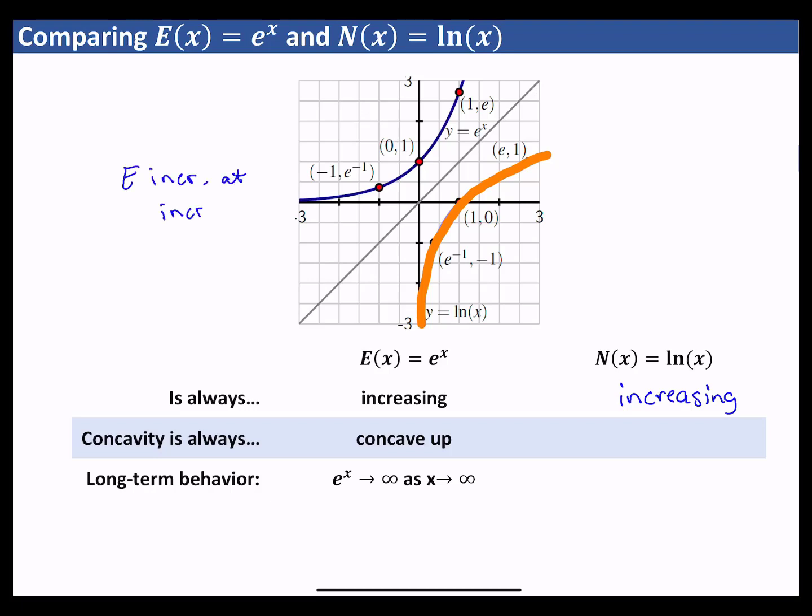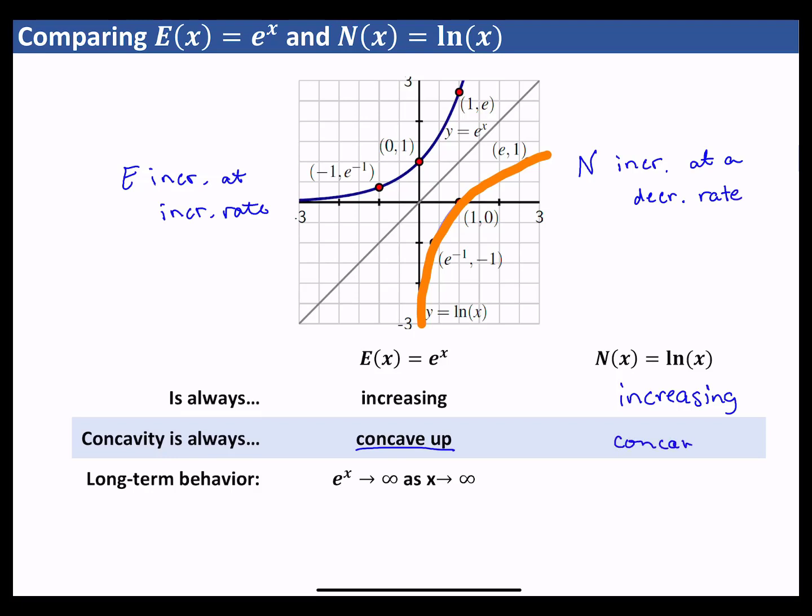Contrast that with the graph of the natural log of x. The graph of the natural log of x grows more and more slowly as x increases. Another way to say this is that the natural log of x grows at a decreasing rate. And for this reason, the natural log of x is always concave down.